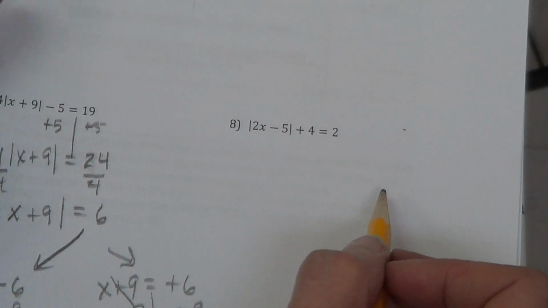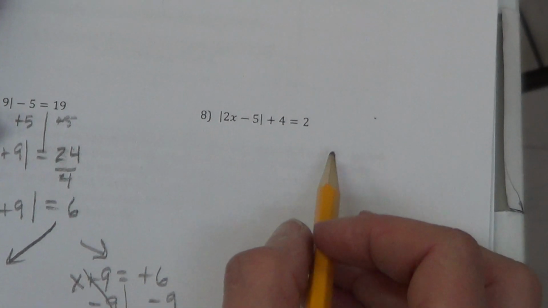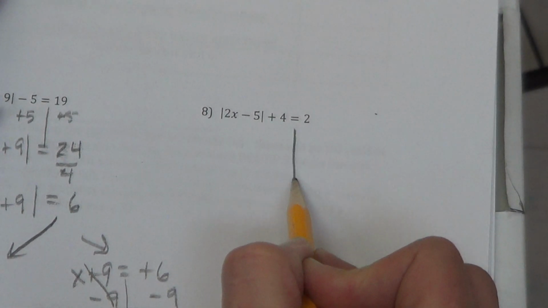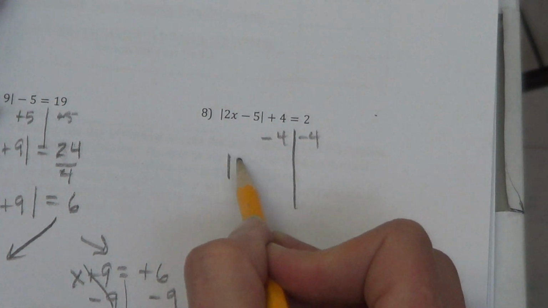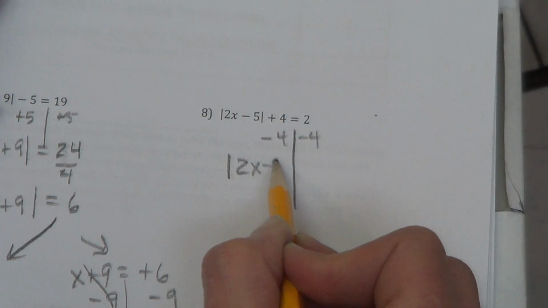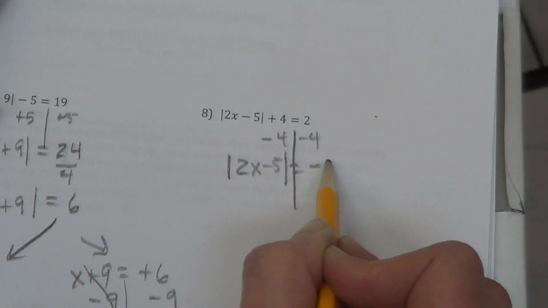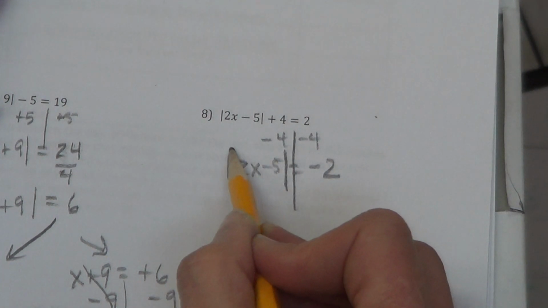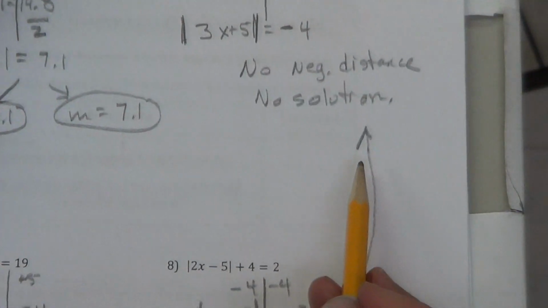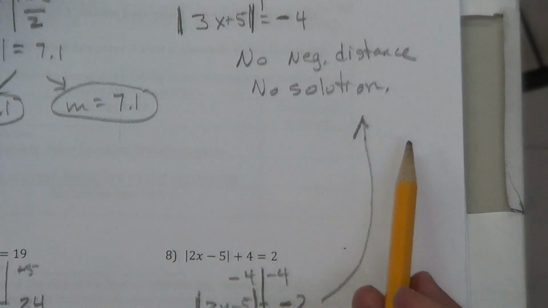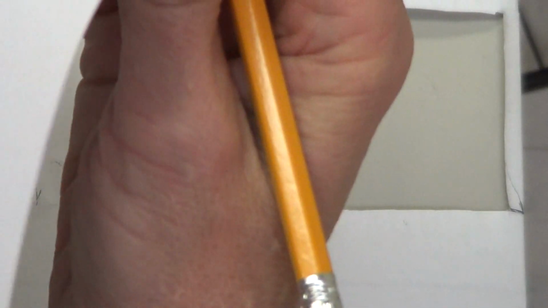Okay? Over here, need to subtract 4 from each side. We get absolute value 2x minus 5, absolute value closed, equals a negative 2. Ooh, absolute value equal to negative. Going to be no negative distance, no solution. Brings us to the very end.